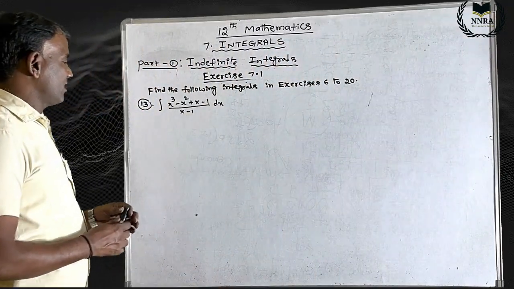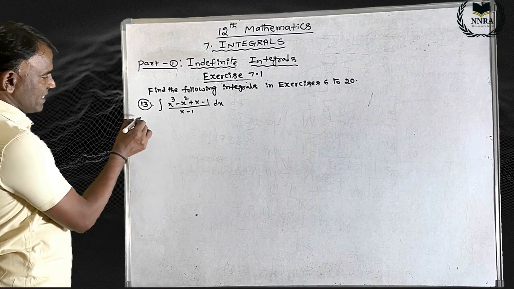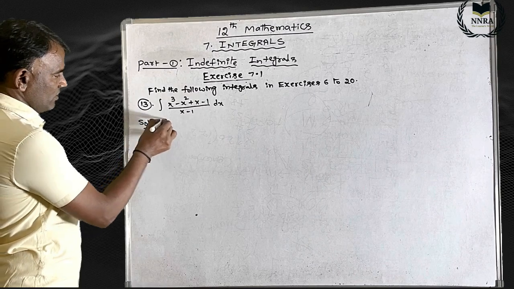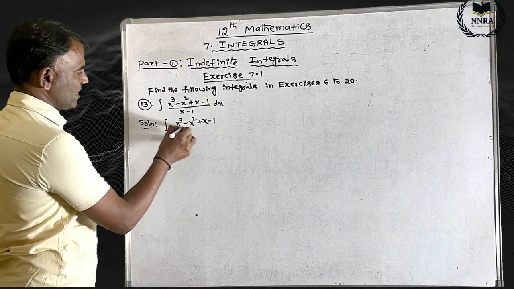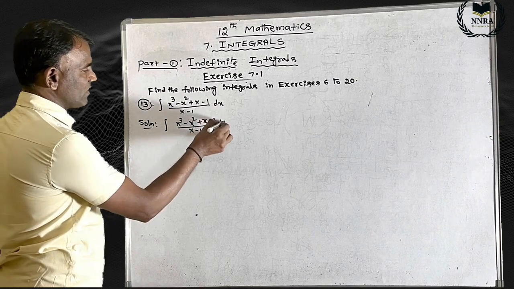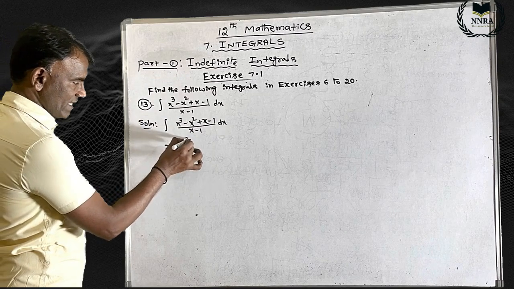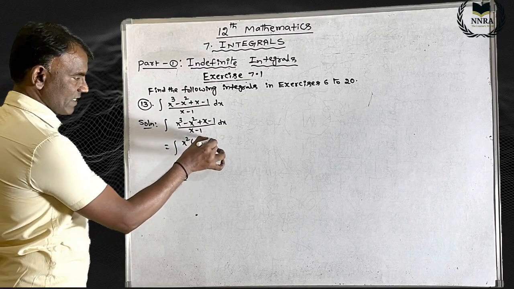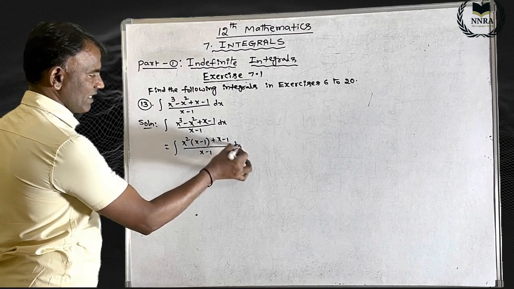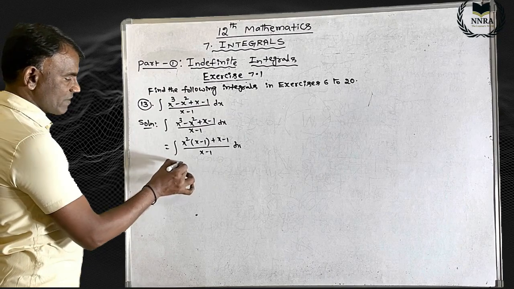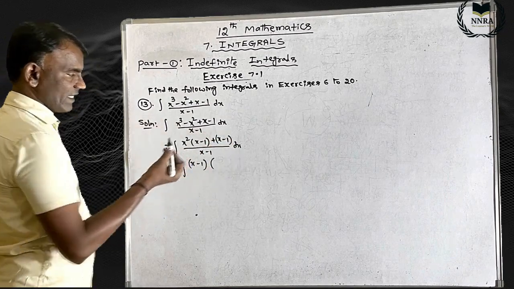Question number 13. Integral of x cube minus x square plus x minus 1 divided by x minus 1 into dx. Now in the numerator, in the first two terms x square is common. Then we get x minus 1. Again it is x minus 1 divided by x minus 1 into dx. Again x minus 1 is common in the numerator, okay? So we can write like this also.